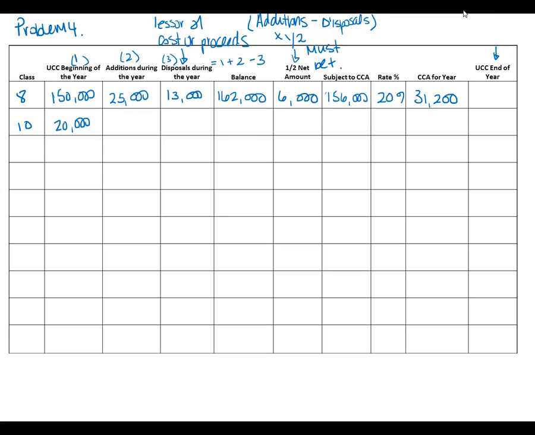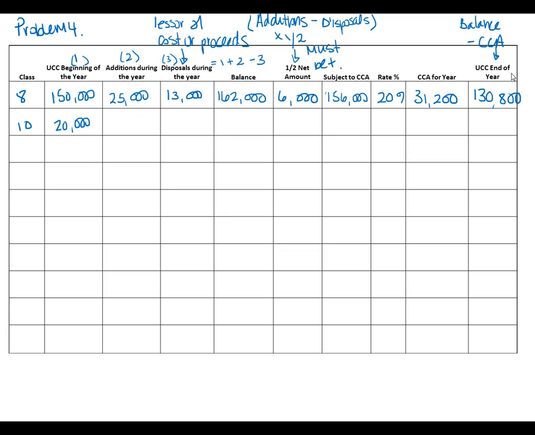My UCC is my balance minus my CCA, which is $130,800. So that's my class 8.